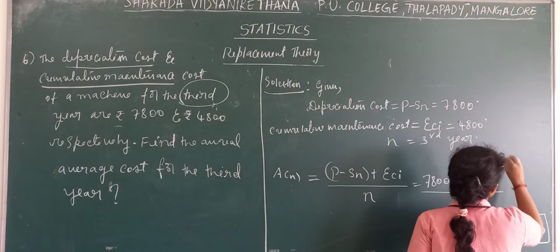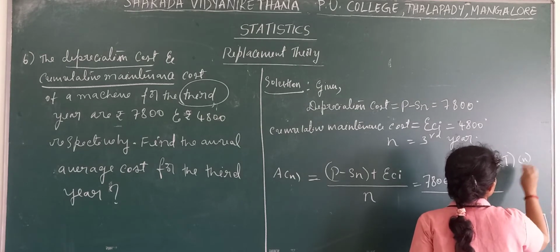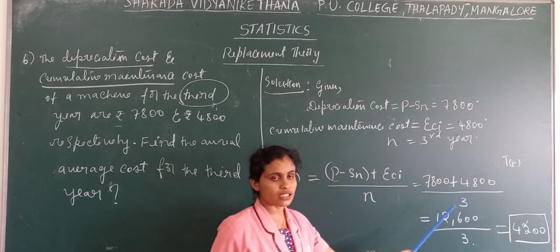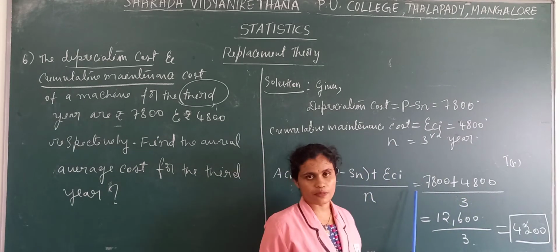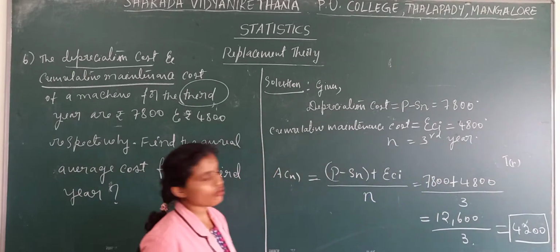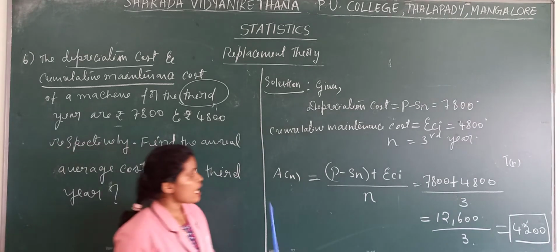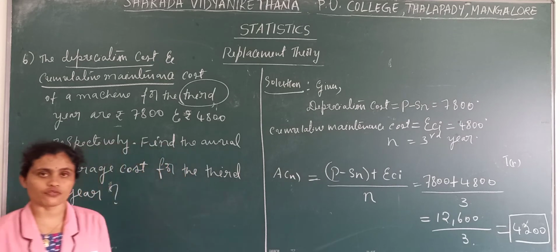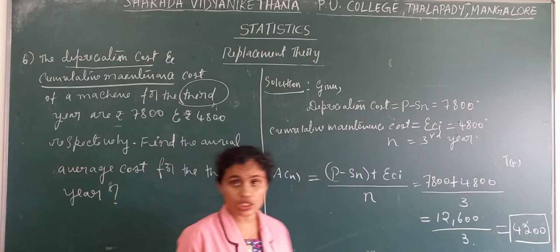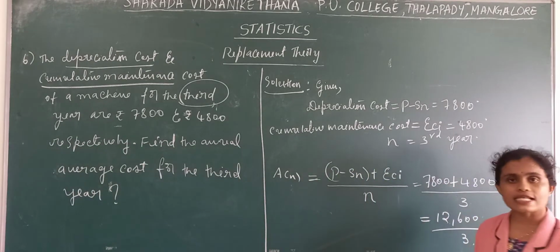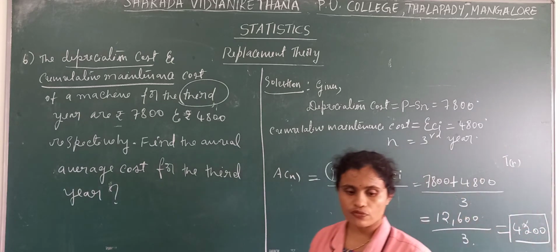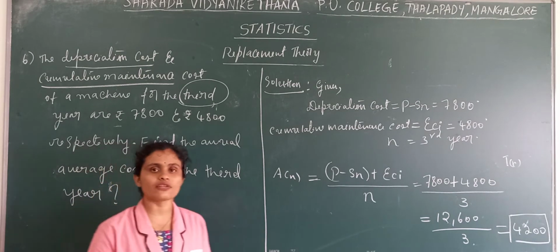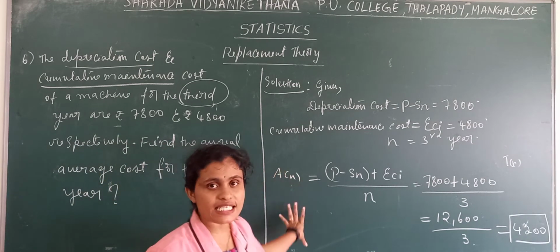If we add P minus Sn and sigma Ci, this is nothing but total cost. If we divide by the number of years, we get the annual average cost of that particular year which they have given. So this is a 2-mark question. This kind of question may come for 2 marks, and other kinds of questions will surely come for 5 marks, and it is one of the easiest sections.